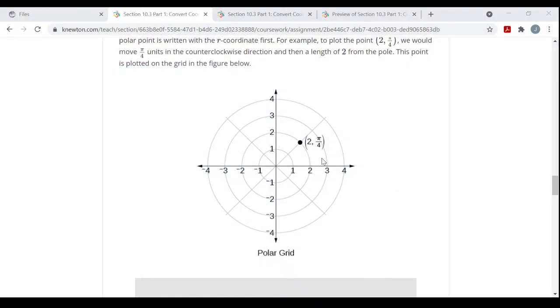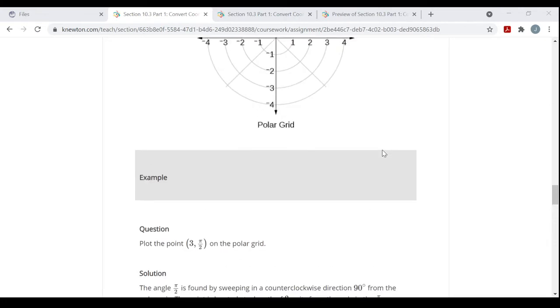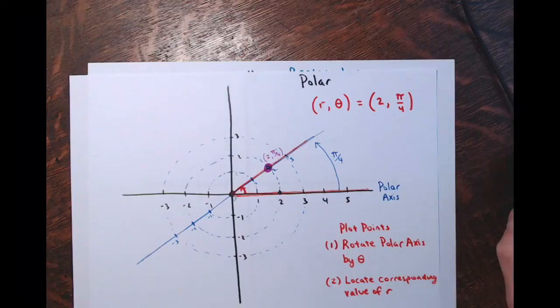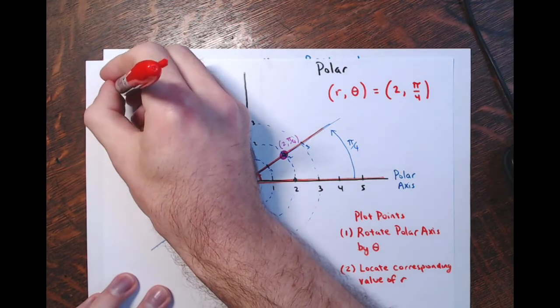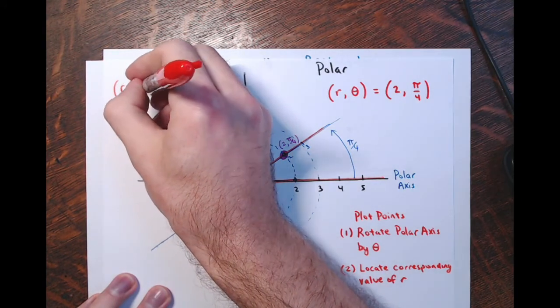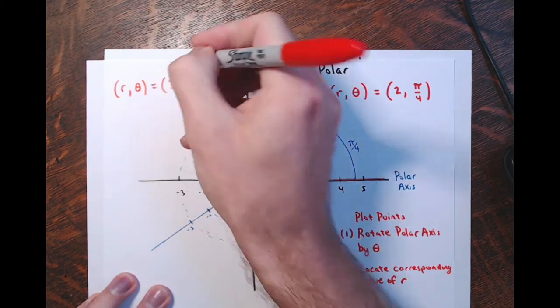Alright, so they show this example right here. So what if I asked you to do this? I'll do another one. I'm going to do a couple of examples in this. So back to my paper, what about this point here? What about (r, theta) equals (3, 3 pi over 2)?